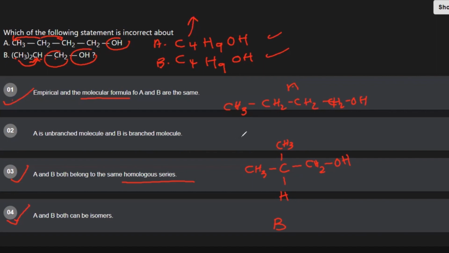Let's check why it's wrong. The statement is saying A is unbranched, but B is branched. Is that what has happened? No, in fact, B is the one which has branches. A doesn't have any branches among the carbon-carbon bonds. So the incorrect statement is statement number 2.